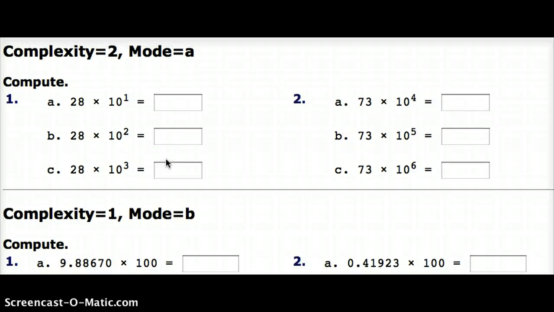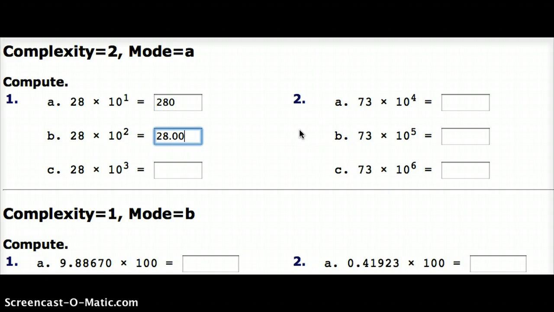This next set of problems is exactly the same, except the powers of 10 are represented differently. Actually, this makes it easier for us because instead of counting up the number of zeros, we only have to look at the exponent. So for this one, 28, here's my decimal. I just need to move the decimal over 1 spot. So I get 280. 1 is the exponent here.